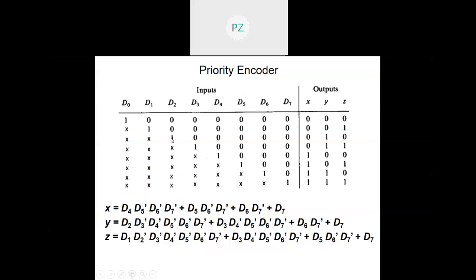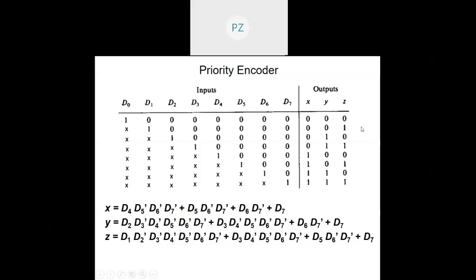Now coming to Y, where the output is 1. So how will you write? D2 and D3 dash and D4 dash and D5 dash and D6 dash and D7 dash. Similarly after this, or D3 and D4 dash and D5 dash and D6 dash and D7 dash, or D6 and D7 dash, or D7.